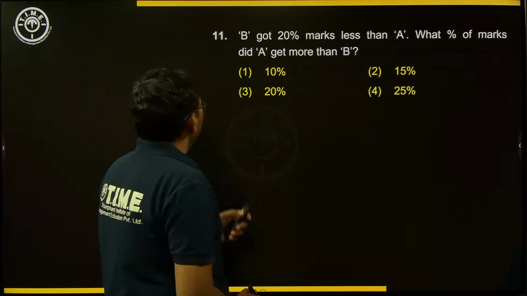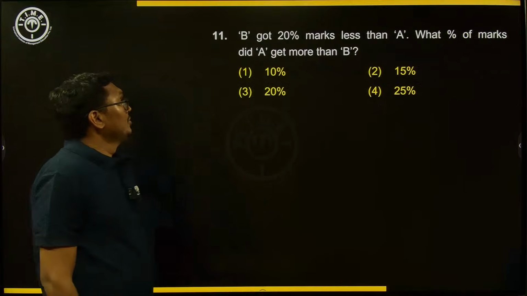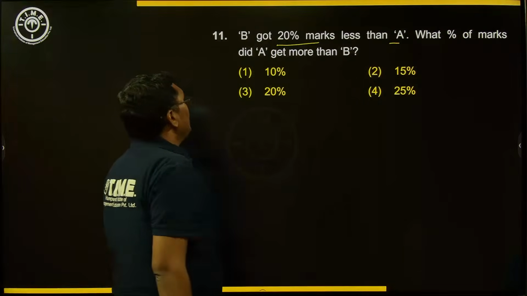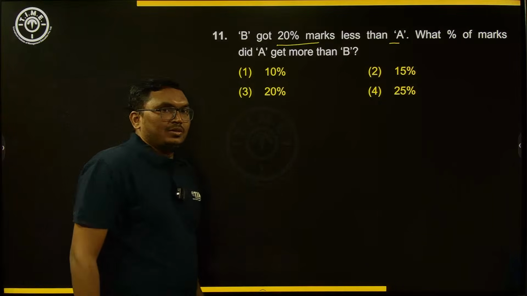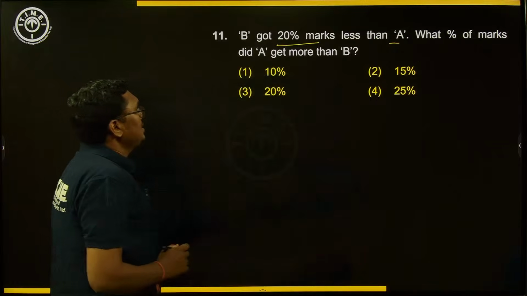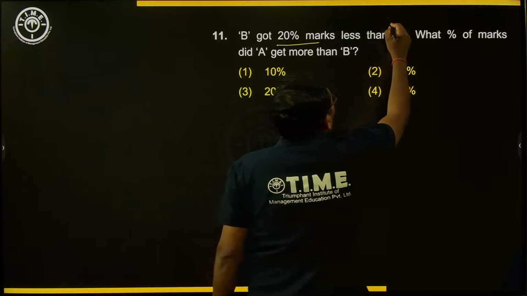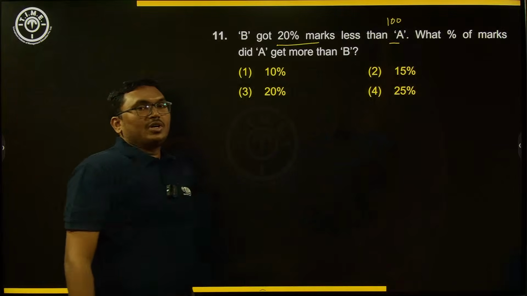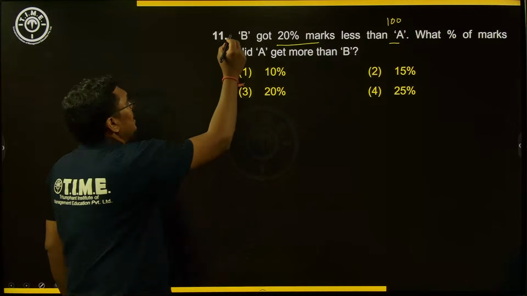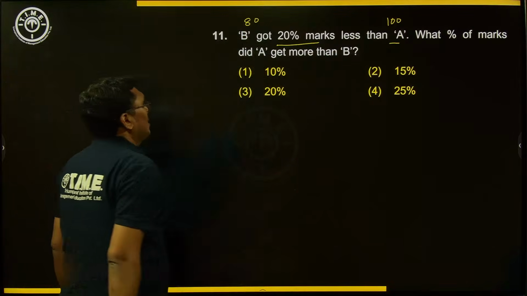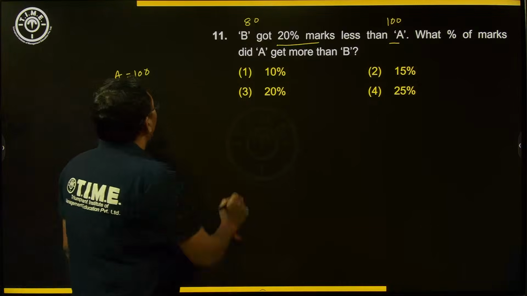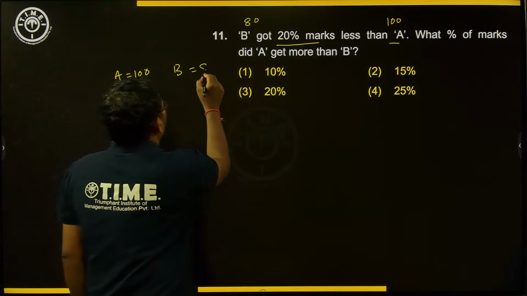Next, see the question number 11. B got 20% marks less than A. So what percent of marks did A get more than B? So these type of models are very very important. Okay, so let us say A's marks is 100. So 20% less means what? It is 80%. 80% of 100. So 80% of 100 is how much? 80. That means A got how many marks? 100, right? And B got 80 marks.